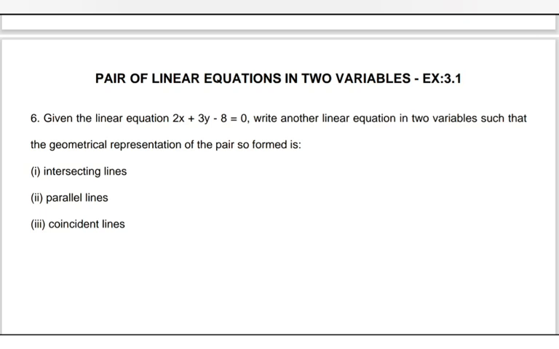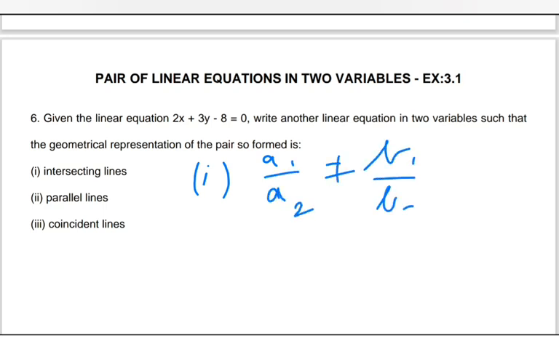So we should assume three equations. We should create three equations such that they satisfy all these three conditions. So firstly we will try with intersecting lines. It is based on our assumption. We can try with any numbers. I am just giving an example. For intersecting lines, a1 by a2 is not equal to b1 by b2. So it should satisfy this condition.